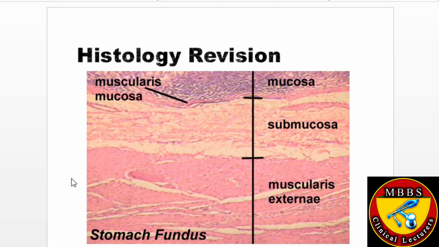Here in the scene, you're seeing a histological slide of the stomach, the fundus of the stomach, and just to revise that, it has 4 layers. From the top, it begins with the mucosa, which consists of epithelium. Remember that the mucosa and epithelium actually face the lumen of any organ. If we're talking about the respiratory tract, or the GI tract, any tract, the epithelium is the boundary wall that is facing the lumen of that organ.